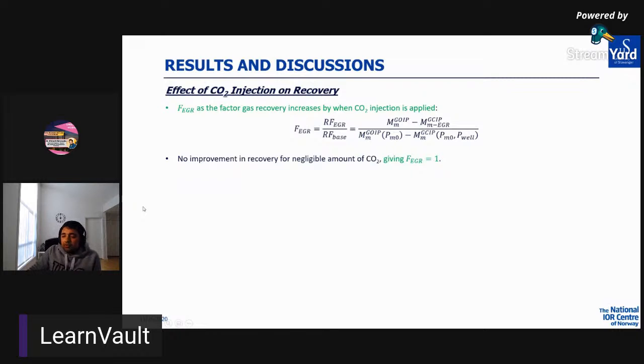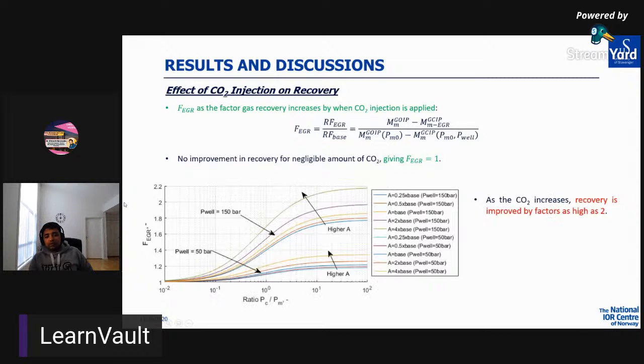Now, to indicate how much recovery is being improved by CO2 injection, we derive another factor called F. Basically, F is the ratio of the recovery in case you have injected CO2 and in case you don't inject CO2. That ratio is denoted by F. So when F equals 1, that means the CO2 injection didn't have any effect at all. But from the results, we found that when you inject CO2 in shale gas, it can go up to as high as 2. I won't comment more on these parameters and the influence of the well pressure because that could take a long time. But overall, I could say that the model was able to predict that you can actually double your recovery just by injecting CO2 into the formation that we have assumed here.